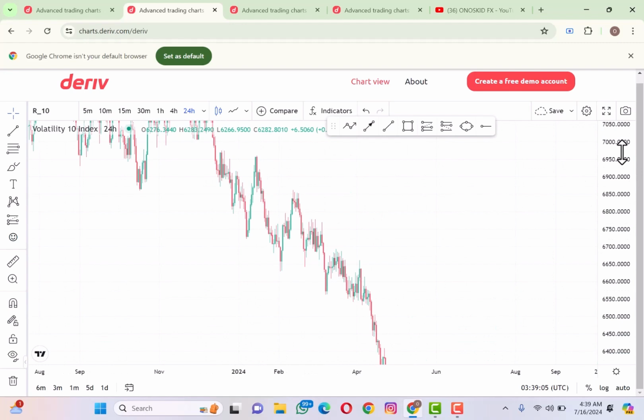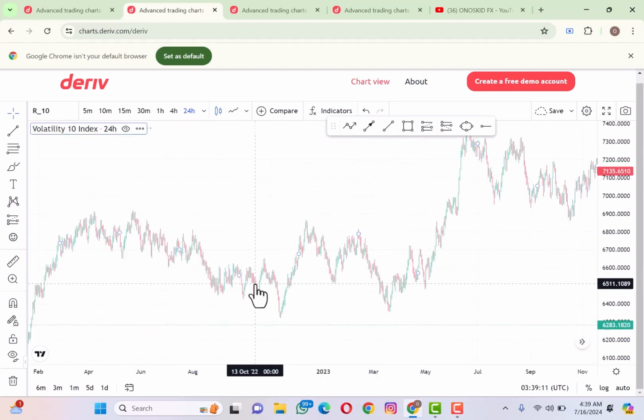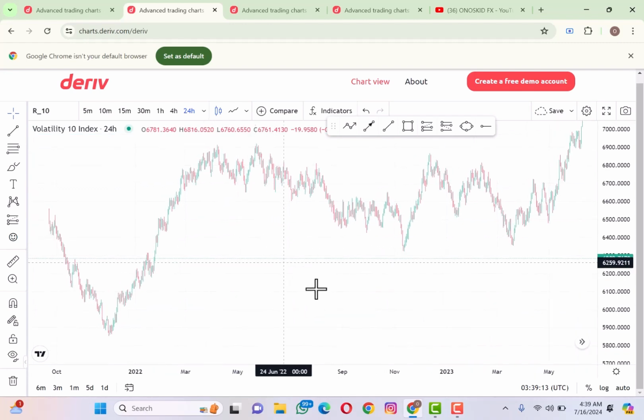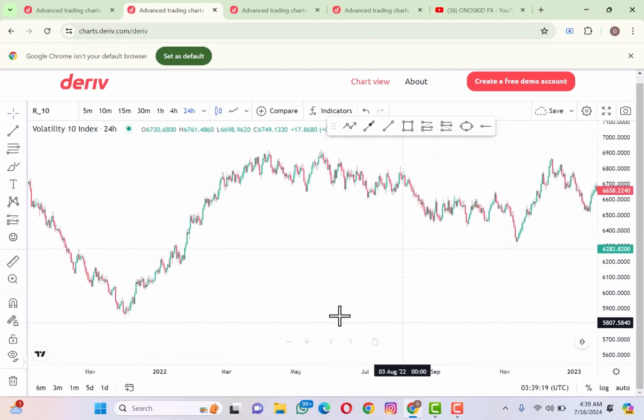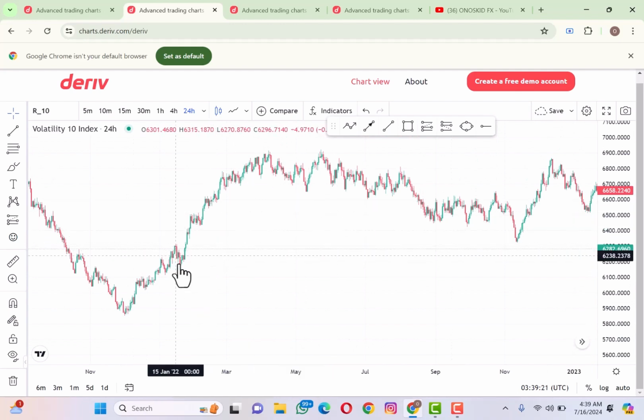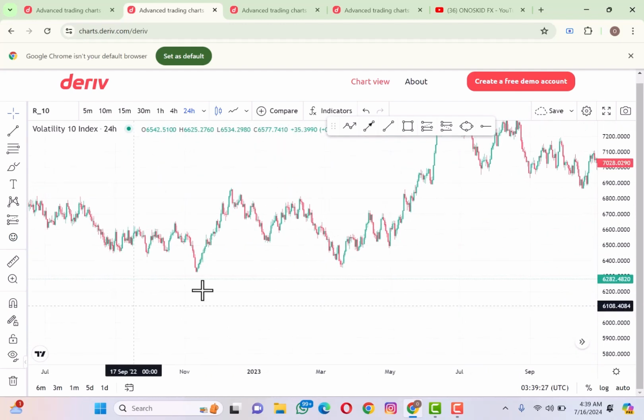So as you can see on my screen, the trend of the market is very clear. Even if I go back in time, you can see how clean the chart is looking. There is not much noise, and it's easy for you to identify whether the market is trending upward or downward. So that is one of the reasons why I select this pair.